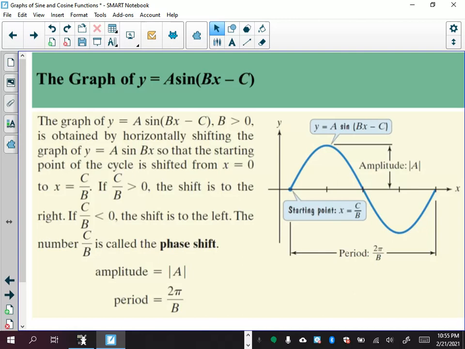And how you do this is you take a look here and you have this starting point. So your starting point is going to be your C over your B. So again, make sure you're taking note of this. So your starting point is your X is equal to C over B. B is always the number that sits in front of the X. All right. Notice that it is a positive C here.